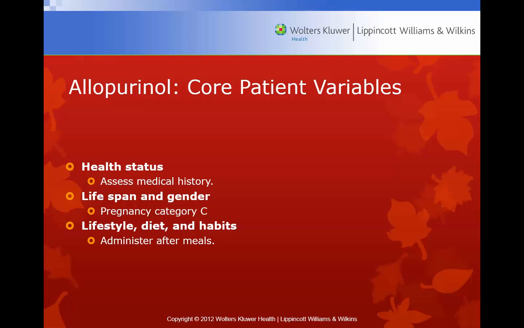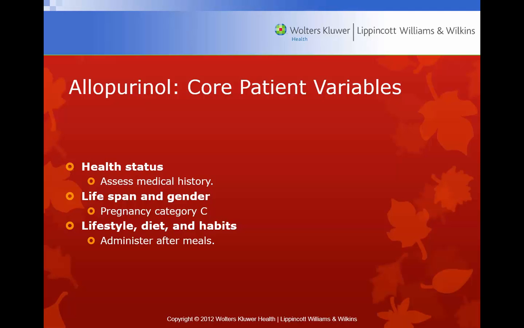For health status, we do want to assess their medical history to make sure there's nothing that contraindicates the use of allopurinol, or anything specific that we need to monitor because of their past history. We want to have a baseline CBC, uric acid level, liver function, and a metabolic profile. We also want to assess their range of motion of the joints, the joint stiffness, as well as their pain level. It is a pregnancy category C drug.